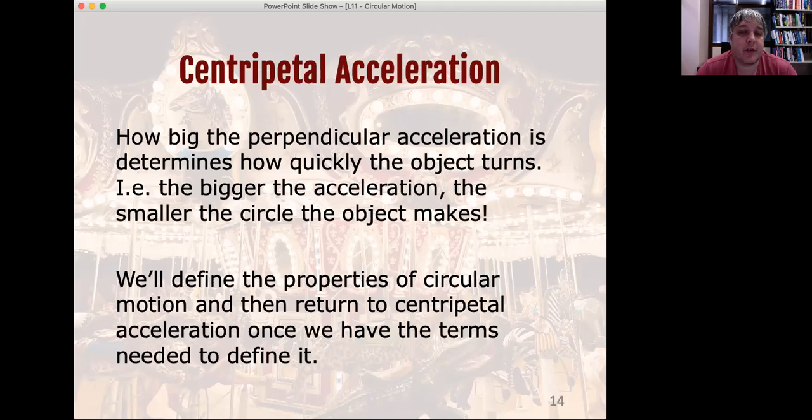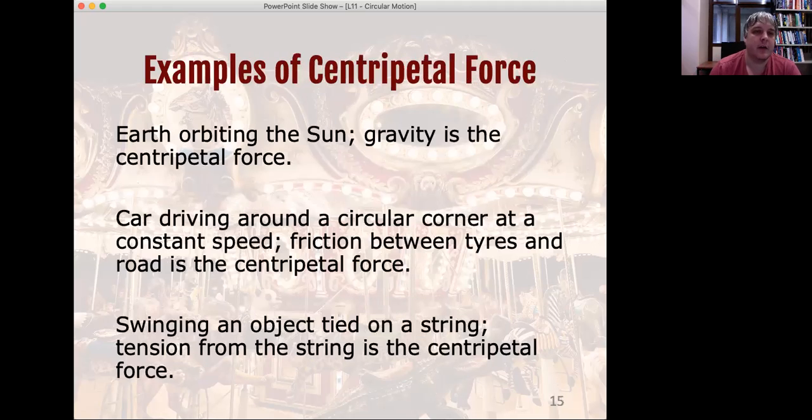How big the perpendicular acceleration is determines how quickly the object turns. If you imagine the acceleration getting bigger, the turn will become sharper, and the circle will get smaller. We're going to define the properties of circular motion, then come back to centripetal acceleration. So keep this in mind. We will end up back at this point and get a formula for it in terms of the other properties of our circular motion.